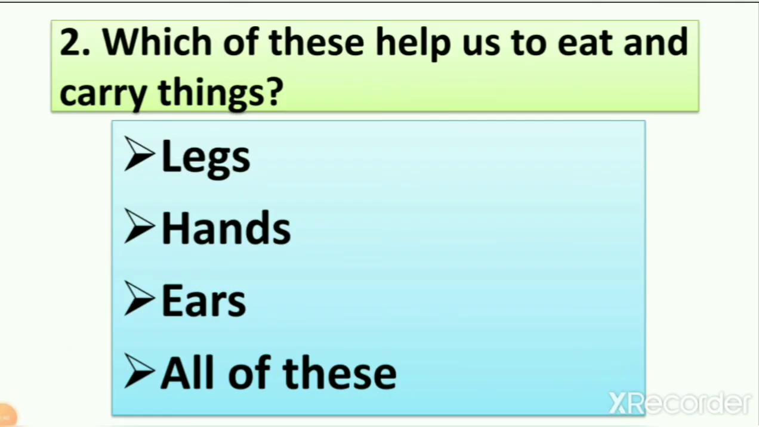When we learn about hands, we learn that we use our hands to eat. Remember, we see pictures in which one boy is eating an apple, one boy is eating noodles with the help of a spoon, and the spoon is held in his hand. One mother is giving food to a small baby with the help of her hand. So our hands help us to eat, right? And we also learn that with the help of our hands we carry things from one place to another place, right? We can hold a book, we can move our chair with the help of our hands. It means the answer is hands, right? So which of these help us to eat and carry things? The answer is hands. So we circle hands, right?